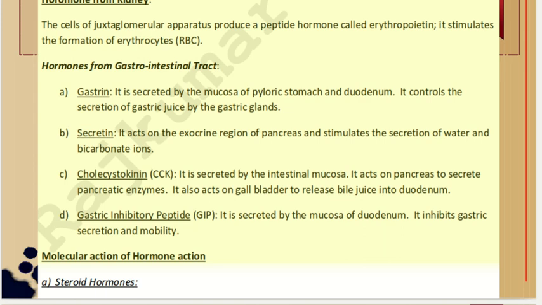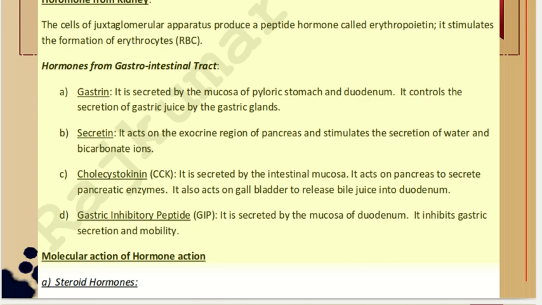The hormones from the gastrointestinal tract are gastrin, which is secreted by the mucosa of the pyloric stomach and duodenum and controls the secretion of gastric juice by the gastric glands. Secretin acts on the exocrine region of the pancreas and stimulates the secretion of water and bicarbonate ions. CCK, cholecystokinin, is secreted by the intestinal mucosa and acts on the pancreas to secrete pancreatic enzymes. It also acts on the gallbladder to release bile juice into the duodenum. The gastric inhibitory peptide or GIP is secreted by the mucosa of the duodenum and inhibits gastric secretion and motility.